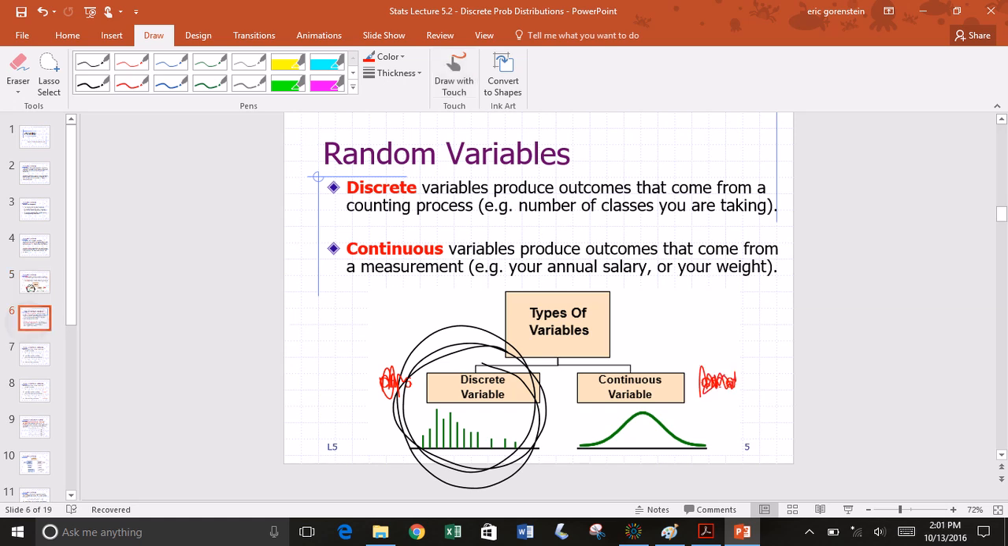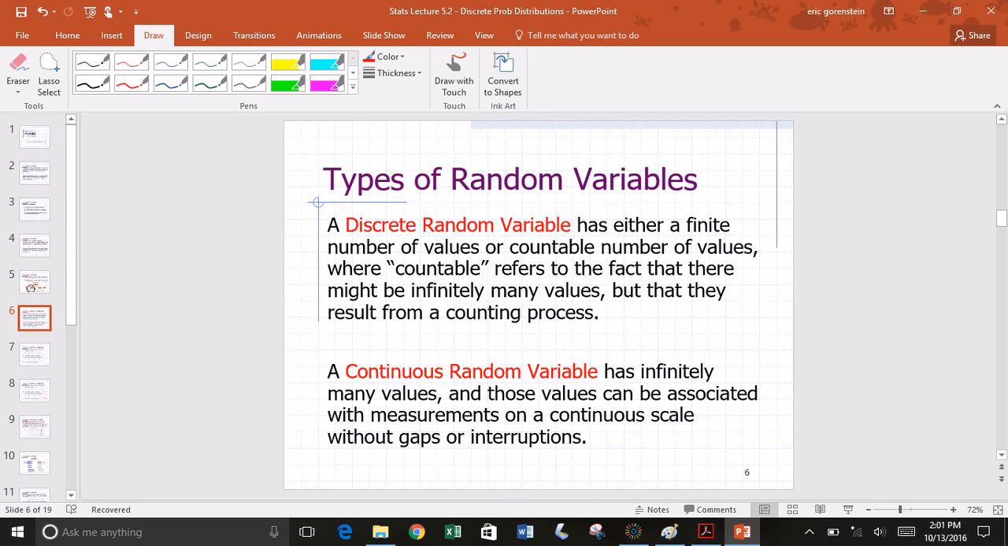Okay, so a discrete random variable has either a finite number of values or a countably infinite number of values. What that means, this idea of countable, is that if you choose any particular data value or any particular outcome, there's always a well-defined next value. For continuous, that's not the case. Continuous random variables deal with continuous data, which is measurable, not countable.